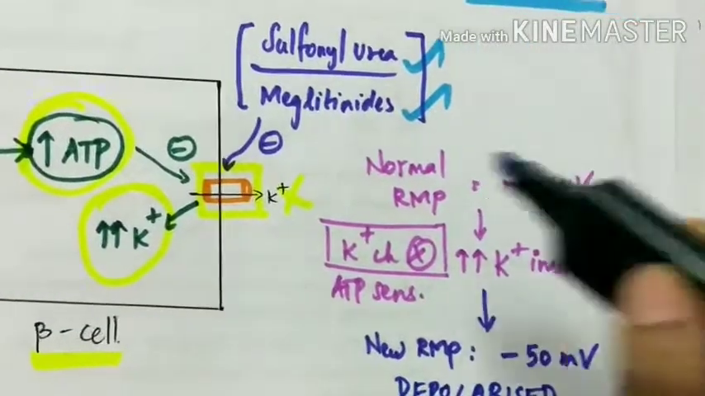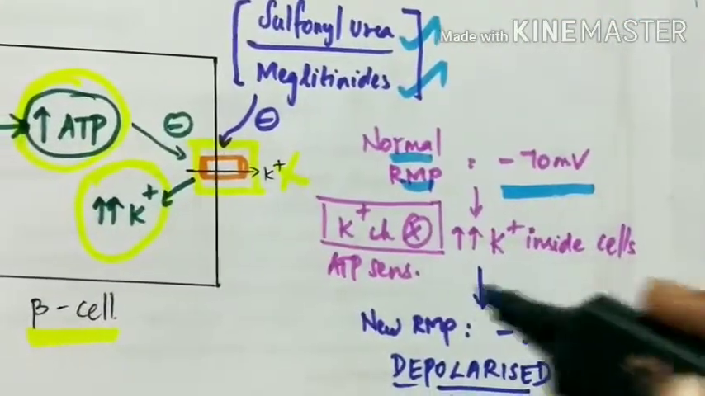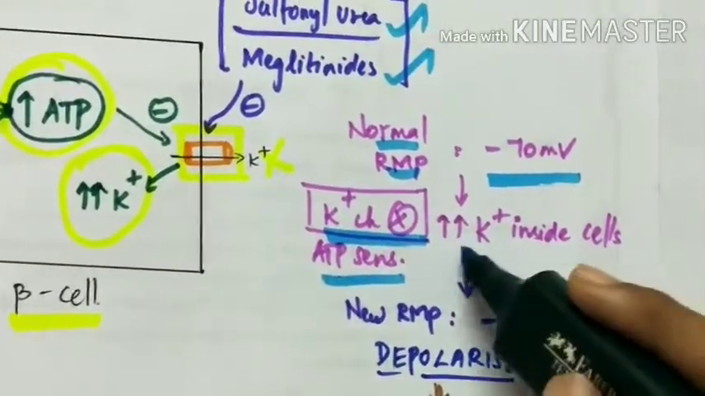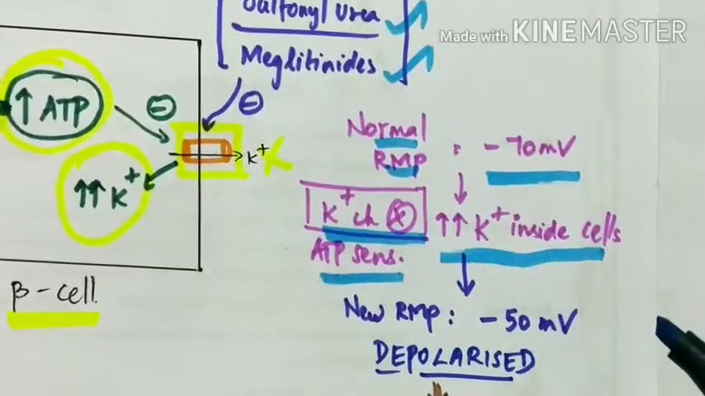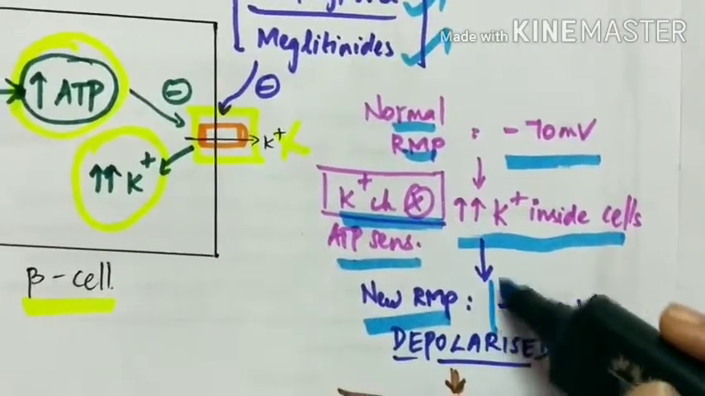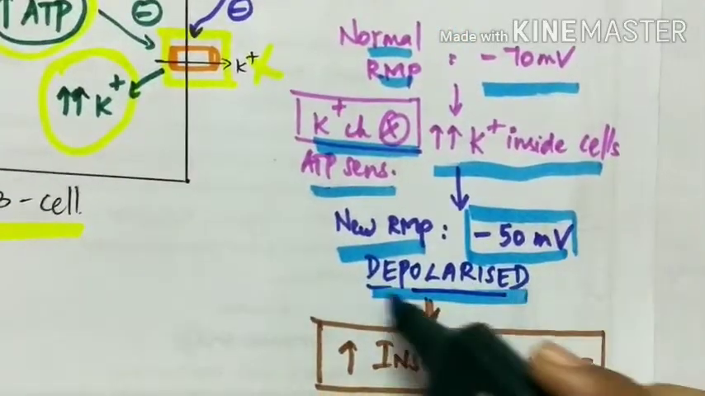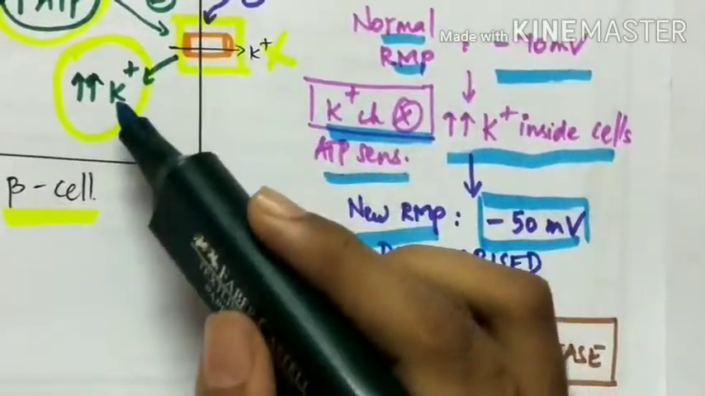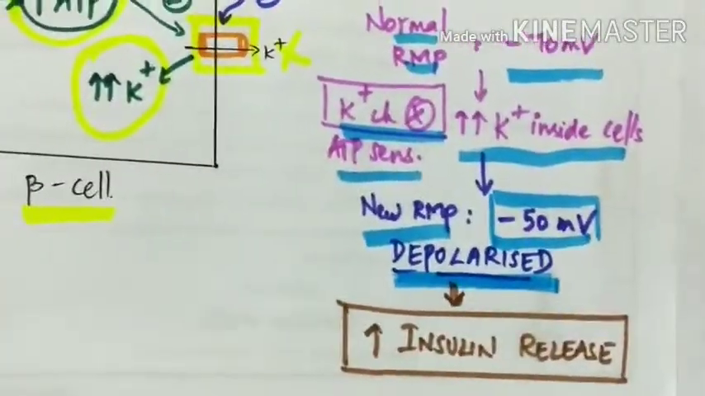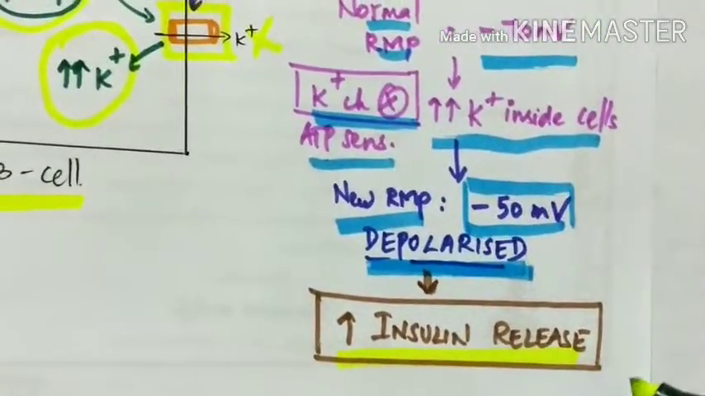The normal resting membrane potential is minus 70 millivolts. When the ATP sensitive potassium channel is blocked, there is increased potassium inside the cell. So the new resting membrane potential generated is minus 50 millivolts, as the cell is depolarized. As the sodium remains inside, the cell becomes depolarized. So this depolarization increases the insulin release.